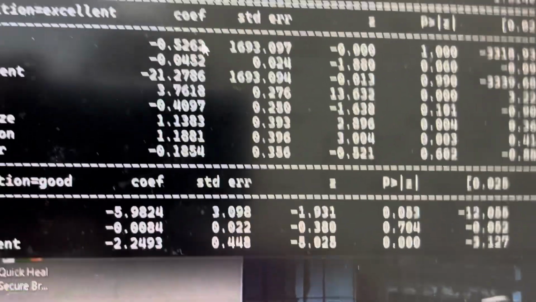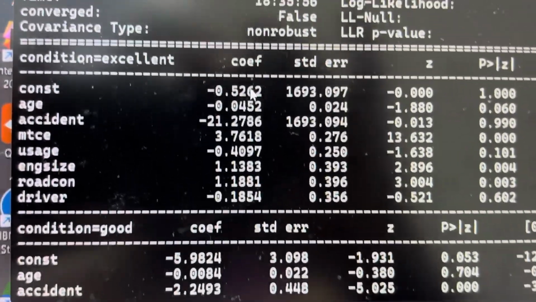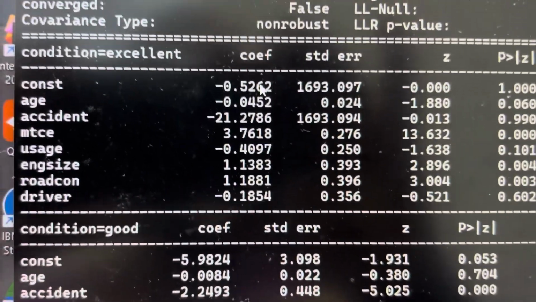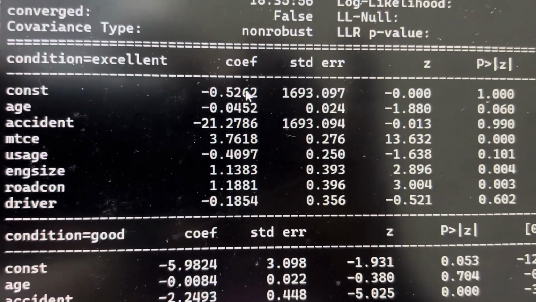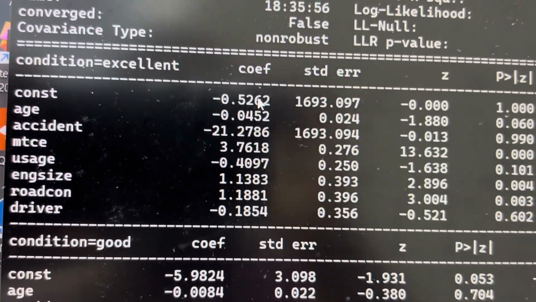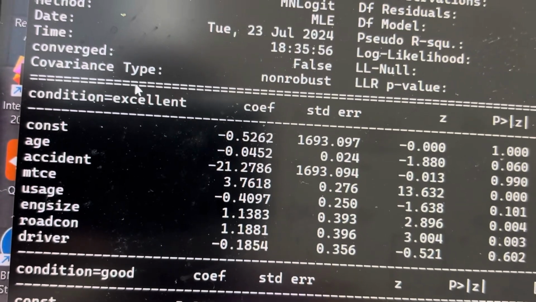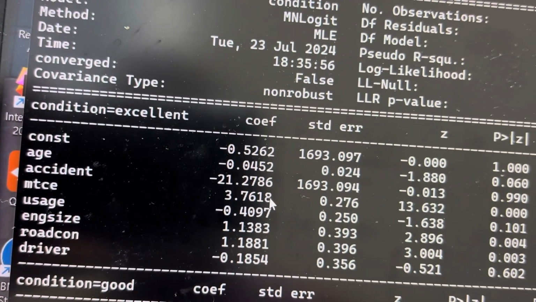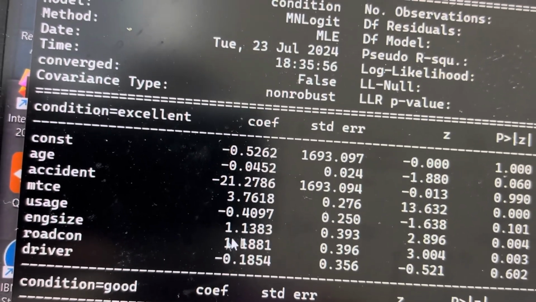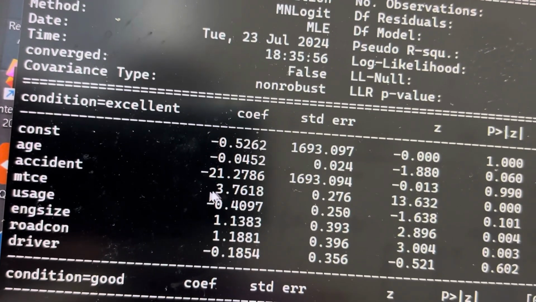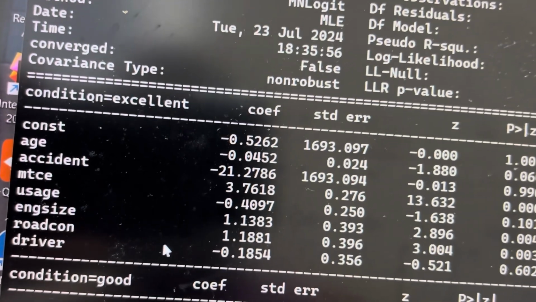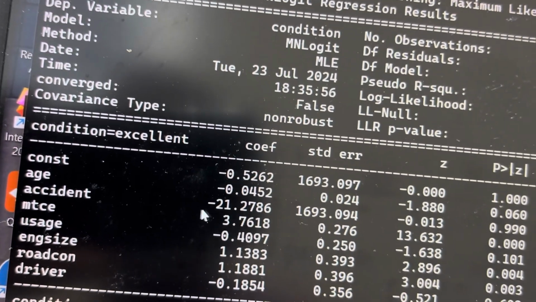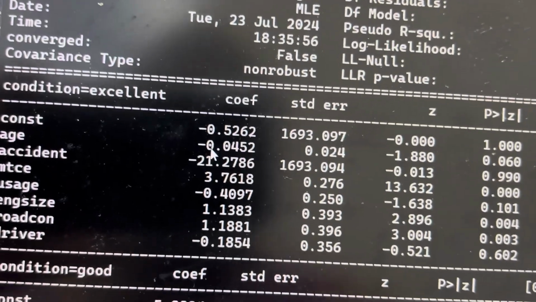We have 4 conditions, but it's only going to do only 3 of them. Now the first condition was excellent. That when a vehicle is excellent, what are the factors that may affect it? Now, what we are seeing here is that maintenance affects the excellent condition positively. Engine size also affects it positively. Road condition affects it positively. But usage affects it negatively. Driver's experience also affects it negatively. And then accident affects it most negatively. Age also affects it most negatively.